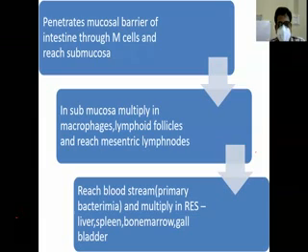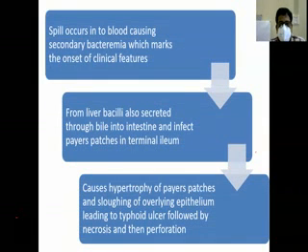First, it penetrates the mucosal barrier of the intestine through M cells and reaches the submucosa, from mucosa to submucosa. In the submucosal layer, it enters into the macrophages and there it multiplies, and lymphoid follicles also, and via that it reaches the mesenteric lymph nodes. From there it enters the bloodstream, that is called primary bacteremia, and multiplies in the reticuloendothelial system, that is liver, spleen, bone marrow, gallbladder. From there, spill occurs into the blood, causing secondary bacteremia, which marks the onset of clinical features.